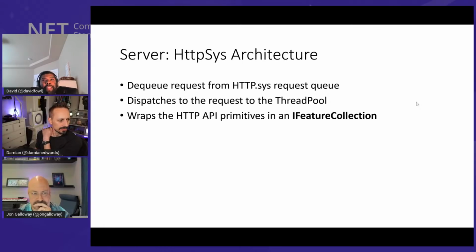And HttpContext does handle HTTP 1, 2, and 3 as well. And the model itself doesn't change. You get a request queue. That's all the same. And then we turn around and dispatch to the thread pool as a result.